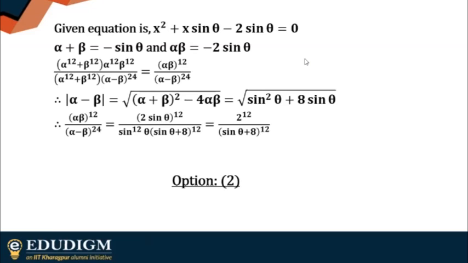So, as you can see, there's a very common trick. Whatever expression you're supposed to evaluate, you have to express that in terms of alpha plus beta and alpha beta, and that will be enough. Okay. So we'll move on to the next one. If you have any doubts, just use the chat box and let me know.